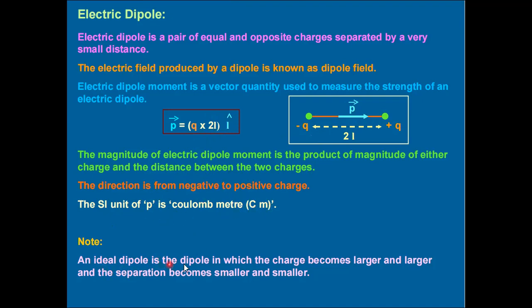Note, an ideal dipole is the dipole in which the charge becomes larger and larger and the separation becomes smaller and smaller. So an ideal dipole will be created when the charge becomes larger and larger and their distance becomes smaller and smaller. So you have to remember this one.